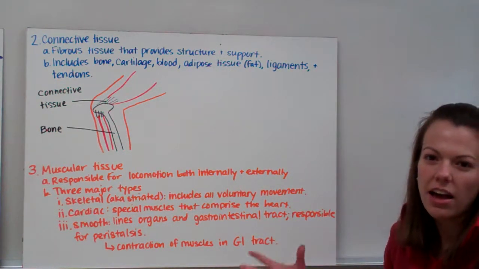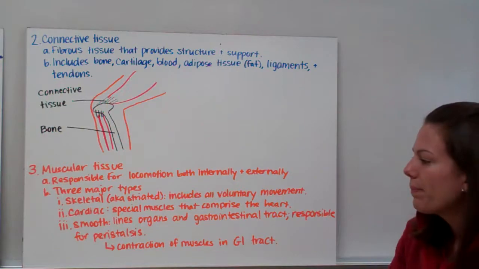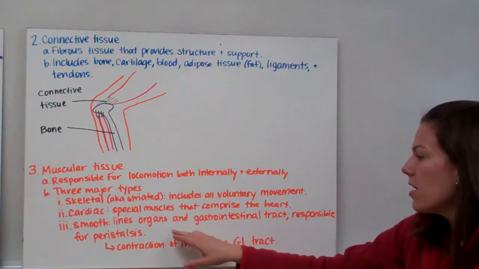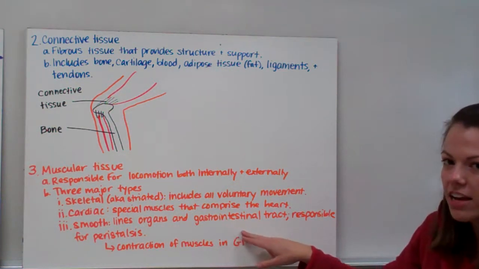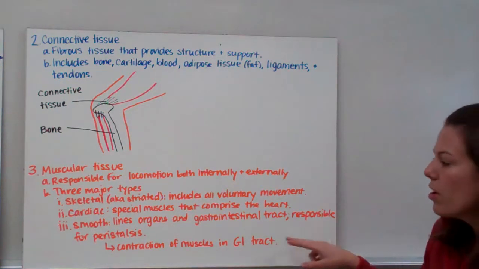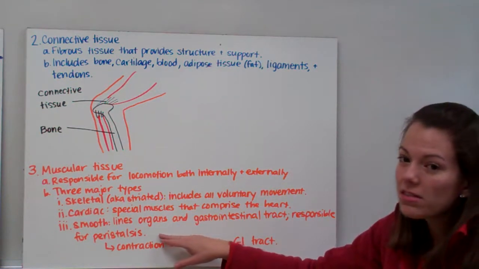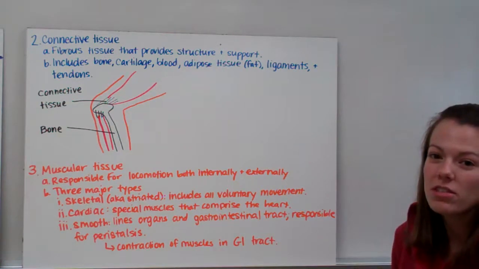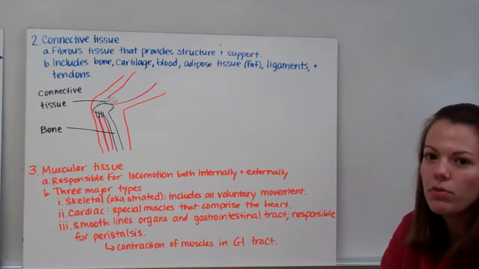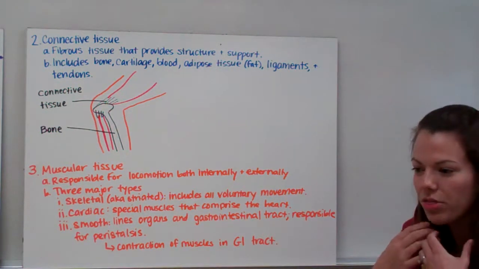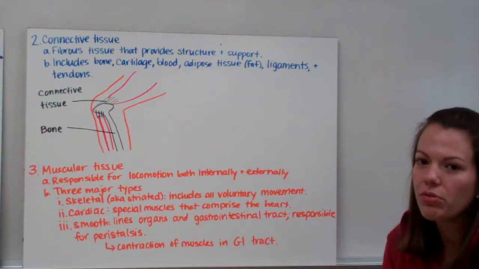So remember, cardiac just has to do with the heart. Smooth muscle lines the organs in the GI tract, the gastrointestinal tract, and is responsible for peristalsis. So peristalsis is basically when the muscles in your GI tract contract to move food down through your esophagus to your stomach, and then through your intestines.